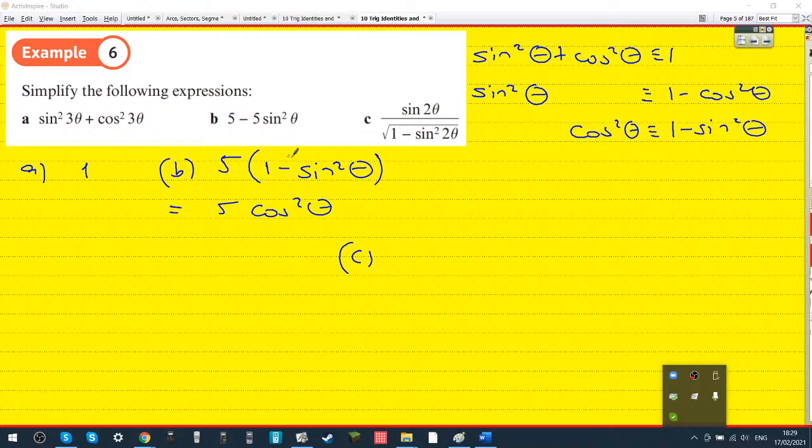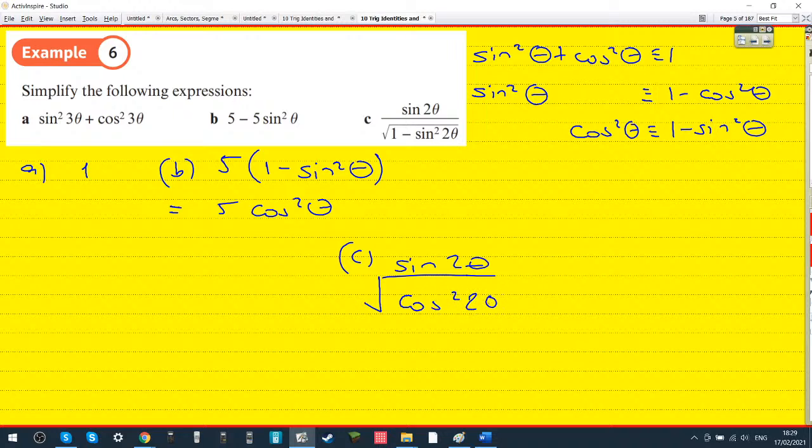In your previous one, 1 minus sine squared theta, what did you turn it into? Cos squared theta. Yeah. And so this one? So it's cos squared 2 theta. Correct. So that is 2 theta over the square root of cos squared 2 theta. What can you do next?